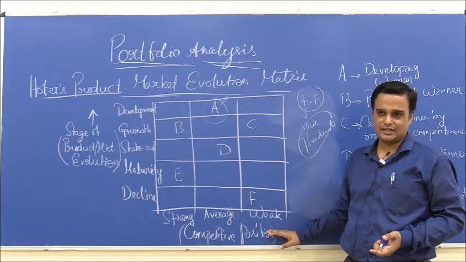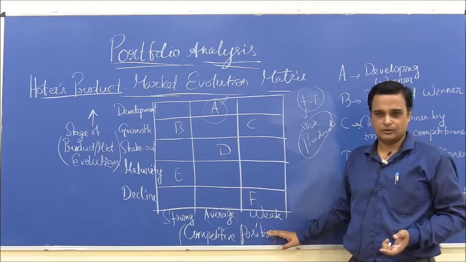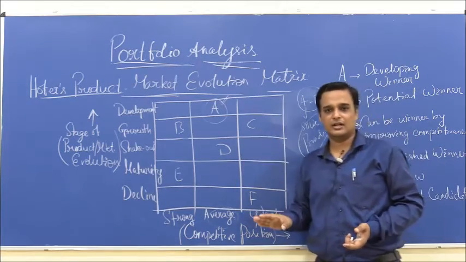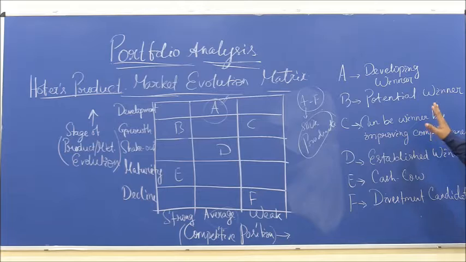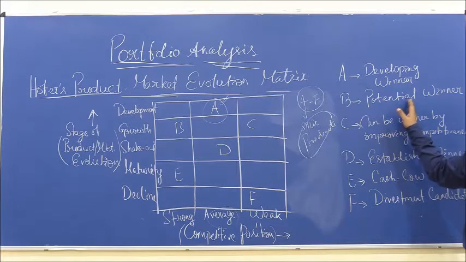So, that is what led to its weak competitive position, and that is how it has rendered itself to be a potential winner, a brand which can be a winner, but not a winner yet. So, those are about A, B and C. Shakeout.